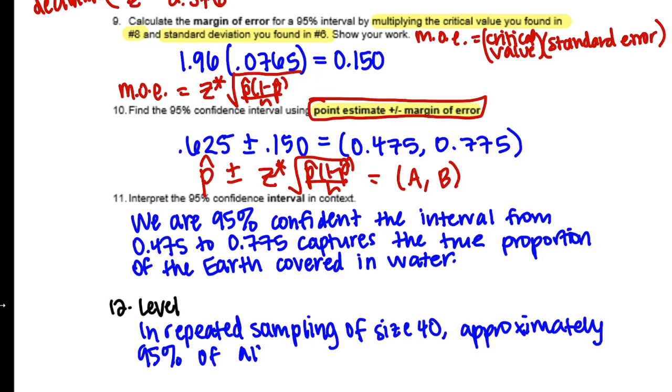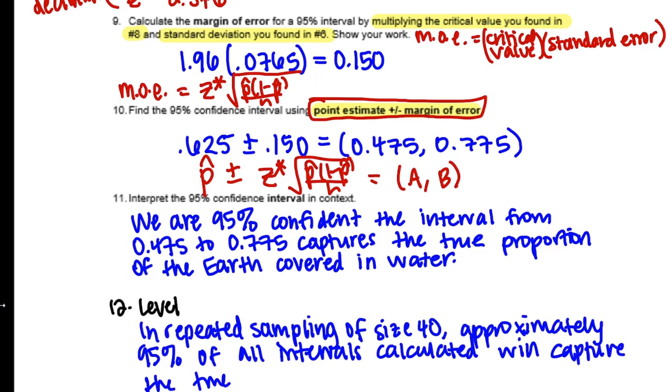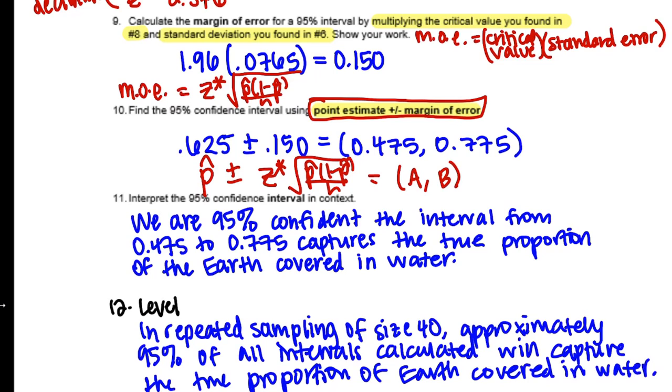95% of all intervals calculated or created, same thing, will capture the true proportion of Earth covered in water. And if you know the true proportion, it's somewhere in the 70s. And so I think we did capture it with our interval, so that's great. We were able to get it.